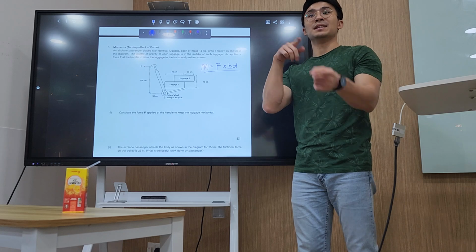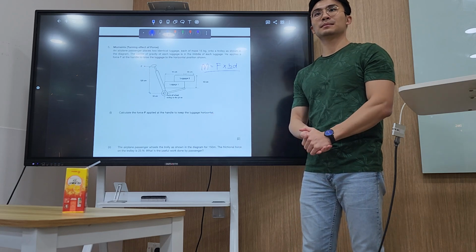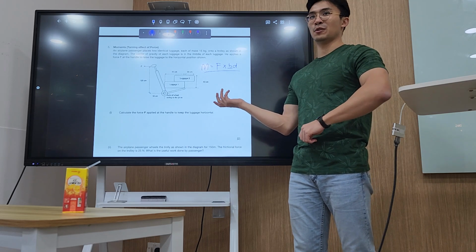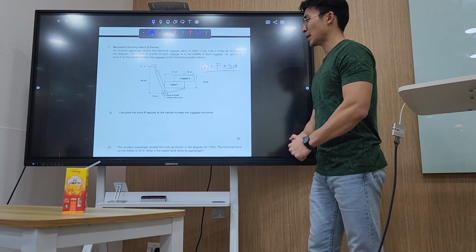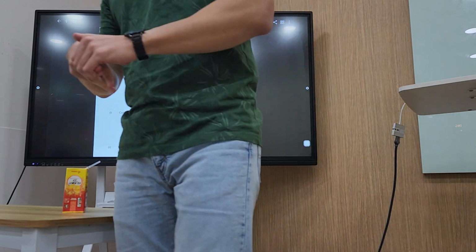For an object in equilibrium, your clockwise and anti-clockwise moments are equal. So, once you identify your pivot, which is indicated for you very nicely, you can calculate what your clockwise and your anti-clockwise moments are. But you never write the weight of the thing.